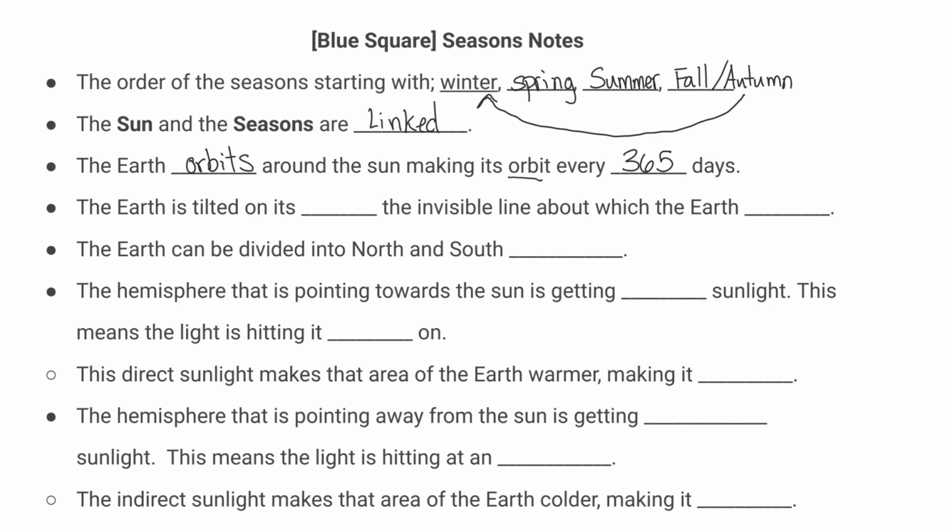The other thing that's really important in determining the seasons is that the Earth, relative to the sun, does not actually point straight up and down. The Earth is tilted on its axis. That's an A there to start. And an axis is an invisible line about which the Earth rotates. And we're going to look at this in a drawing in just a second.